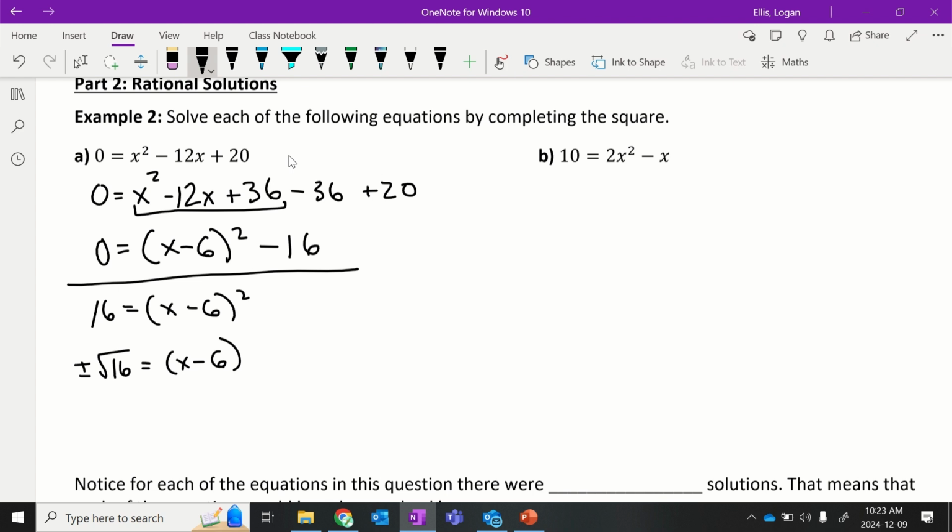So it's going to be 2 answers. It's going to be positive 4 equals x minus 6 and negative 4 equals x minus 6. When you bring that 6 over, you're going to get 4 plus 6, so 10 is one answer. And this is negative 4 plus 6, so that's going to be 2. That's how you can get an answer for a rational solution.